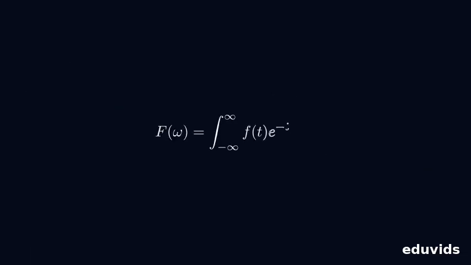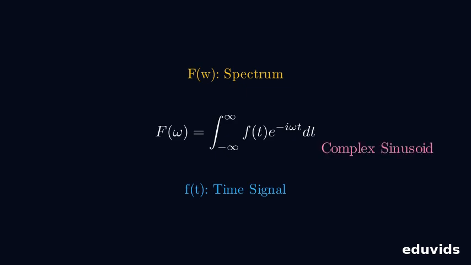Now let's write the formal definition. The transform, called F(omega), equals the integral over all time of f(t) times e to the minus i omega t dt. On screen you will see f(t) labeled as the original time signal and F(omega) labeled as the frequency representation. The integral sums contributions of every sine and cosine component, weighting each by e to the minus i omega t, which encodes a complex sinusoid.